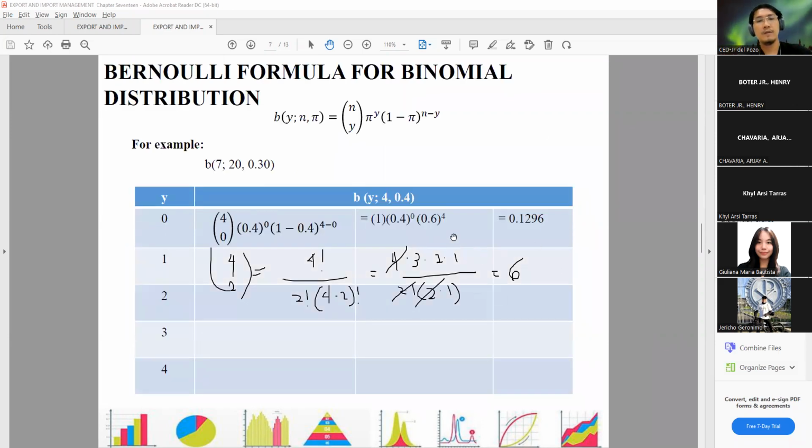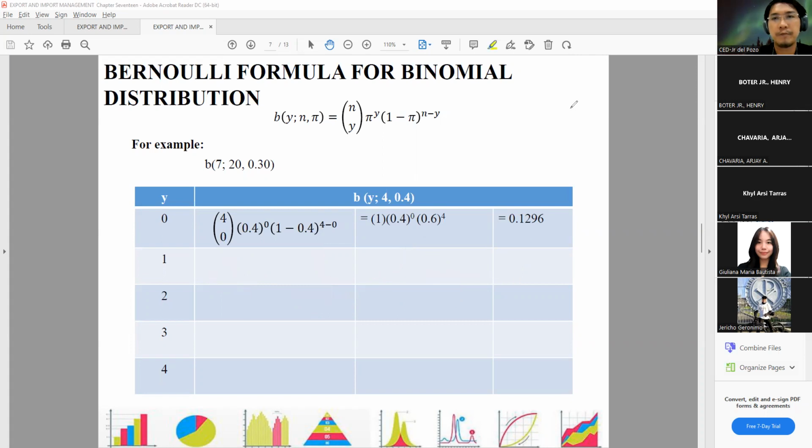Yeah. So we'll try to incorporate yung Bernoulli's formula. Actually, the Bernoulli's formula is the formula for binomial distribution. So yung B stands for binomial, the Y is kung ilan yung value na hinahanap natin. The N is the total number of sample, and the pi is the probability of success.